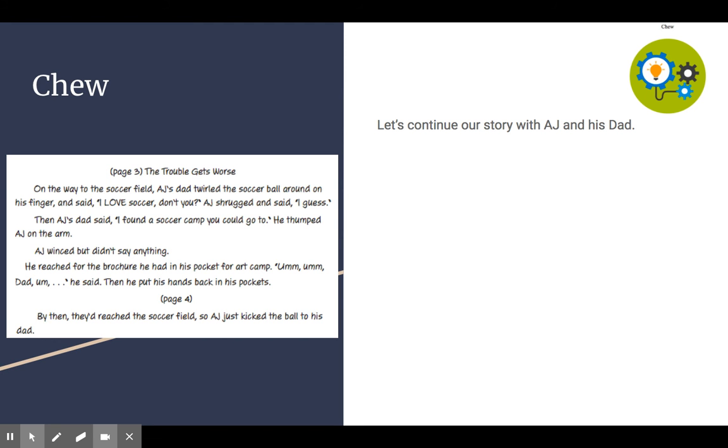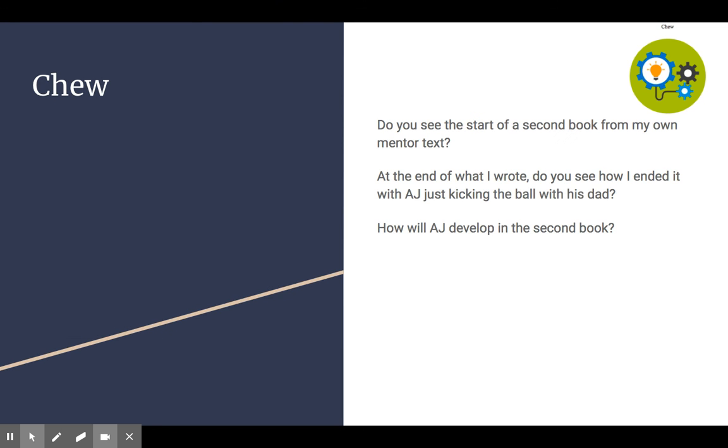So in this series, right, not only has AJ been struggling with wanting to become an artist, but now his dad even found a soccer camp for him. AJ wanted to go to an art camp, but that's probably not going to happen. But we'll see. Then we find out, right? They reach the soccer field and they're just kicking the ball. I wonder what's going to happen next. And this leads us into our second book, or my second book about AJ. Okay. Do you see how we could start the second book from my own mentor text? At the end of what I wrote, do you see how I ended it with just AJ kicking the ball with his dad?